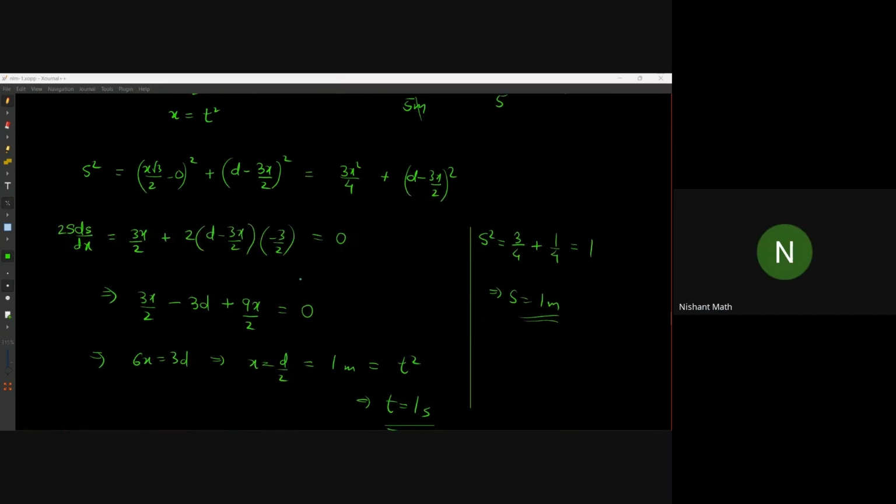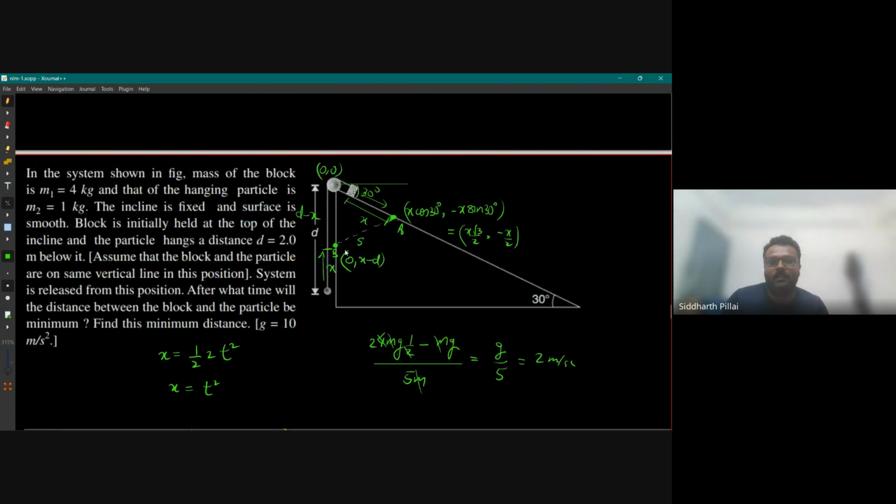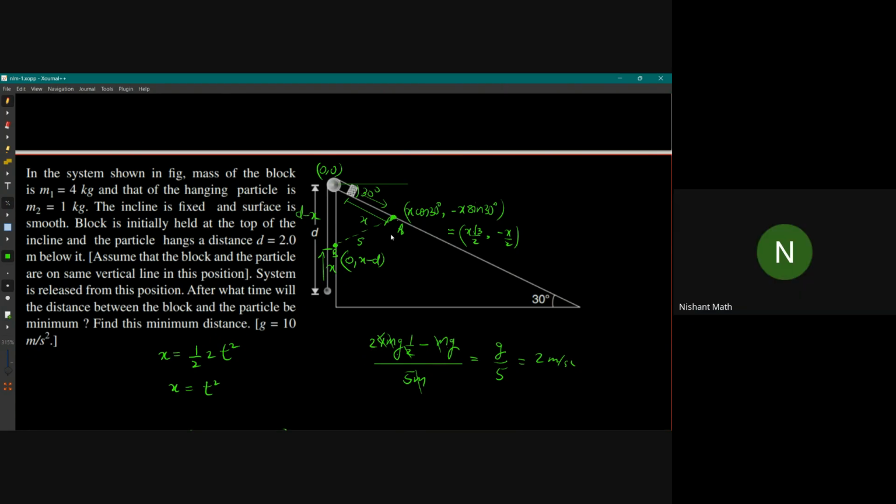Excuse me, sir. Yeah, tell me. Sir, is there any way to directly calculate the distance between the particle and the body? Directly, this is directly only, right? I just wrote it in coordinate form and did it. What, sir? Like, just using the distance traveled by the body and the length of the thread, the distance of the particle from the pulley, using those two.